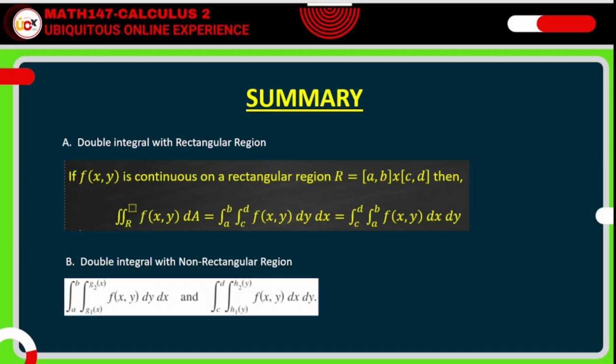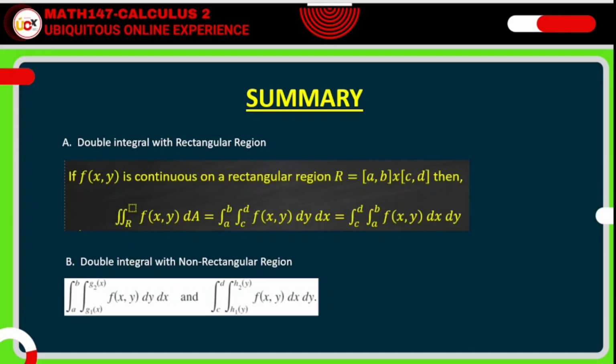So it depends on whether the function is bounded left and right by two curves or above and below by two curves. So if the region is bounded, let's say above and below by the two lines y equals g sub 1 of x and y sub 2 equals g sub 2 of x, then the order of integration should be dy dx. So this can be evaluated by taking the double integral of f of xy dy dx, where y is from g sub 1 of x to g sub 2 of x, and x is from a to b.